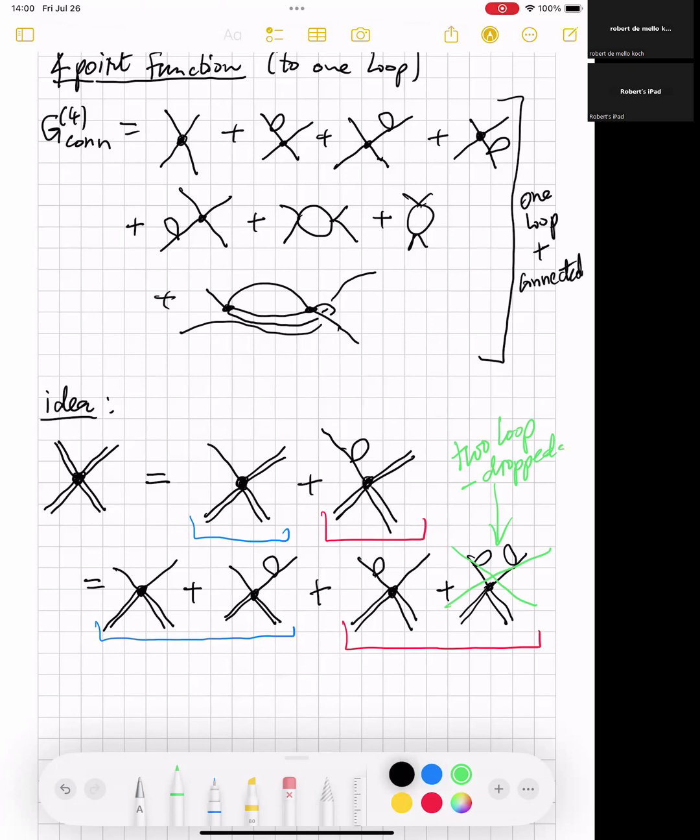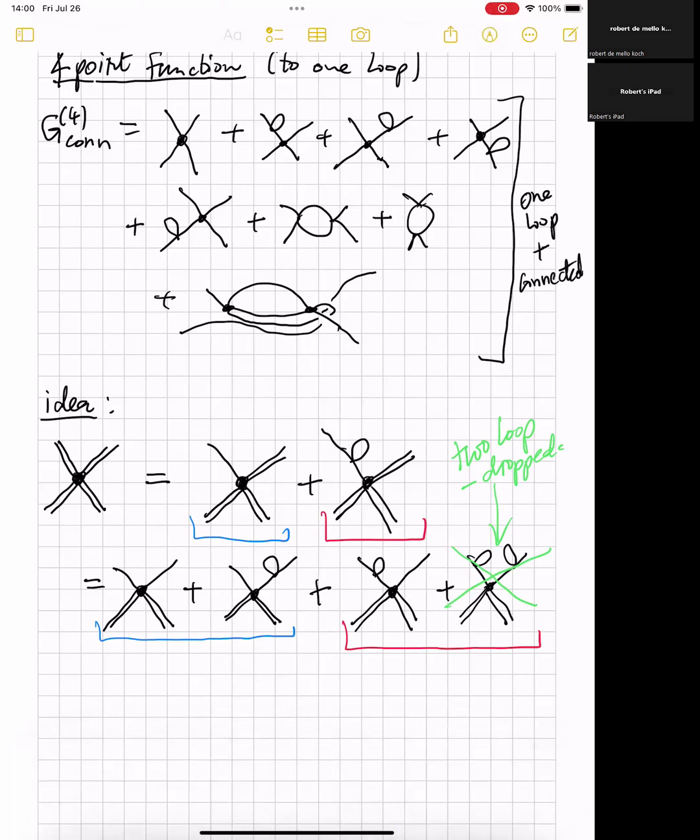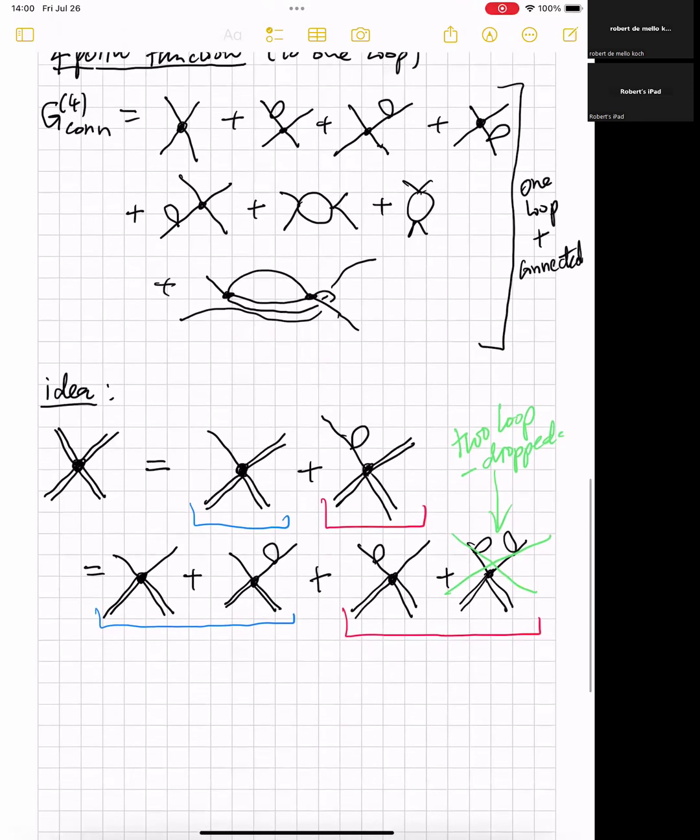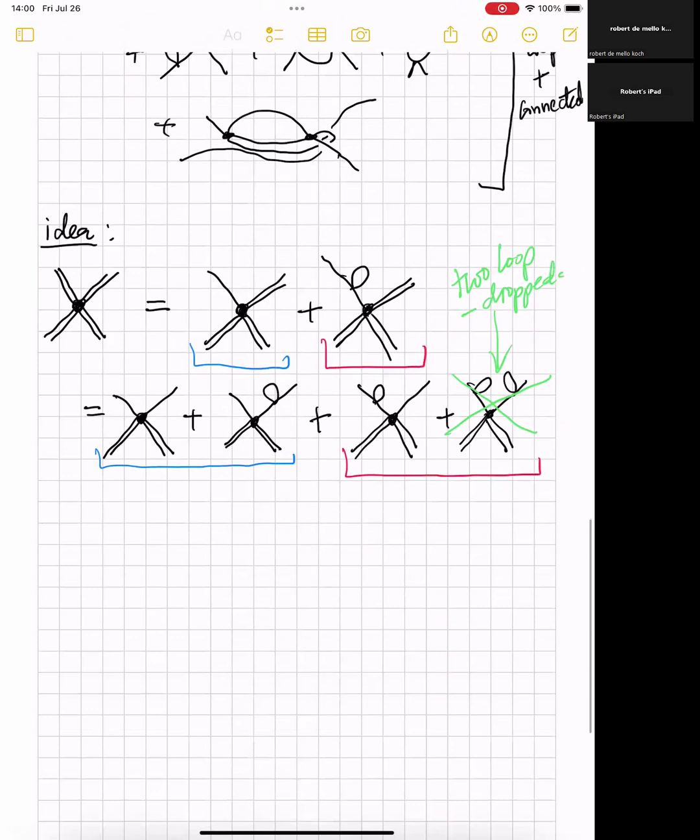Good. So in fact, this is the subtle point. This is the thing that you've got to watch. When we are translating the thick lines into the thin lines, there's a piece that doesn't get translated because it's order h bar squared. It's two loop, okay? So now let's keep going.